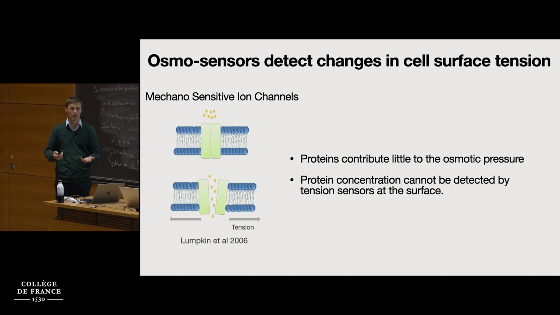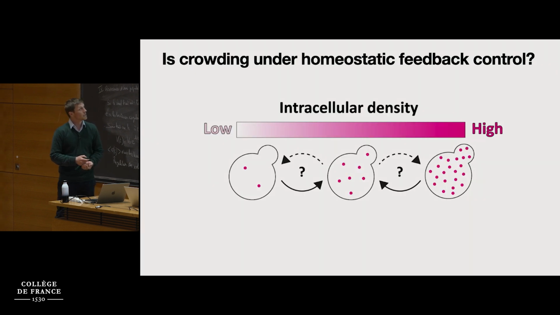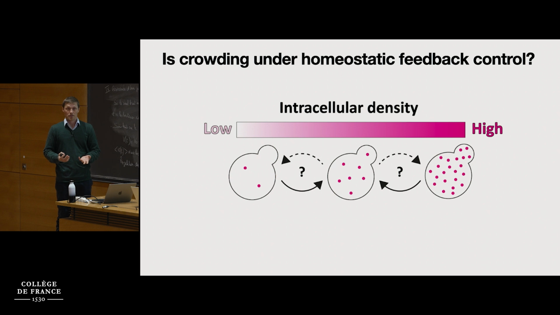And so we thought maybe there are other ways cells have to measure their overall macromolecule concentration inside of the cytoplasm. And so the first question is obviously, do cells even measure this? Is there evidence that cells are able to regulate macromolecular crowding?